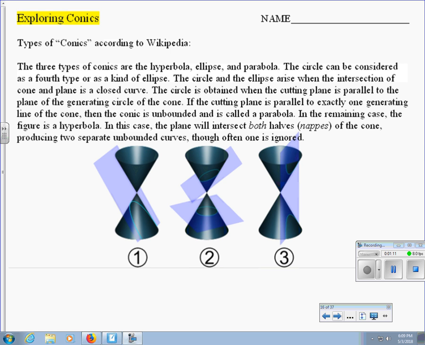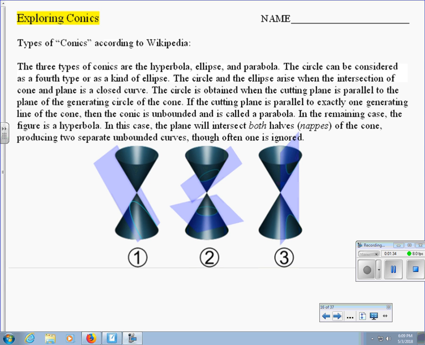If we have a cutting plane that's parallel to exactly one line of the cone, then the conic is going to be unbounded, and so we call that a parabola. And then in the other case, we're going to have a hyperbola. So again, if the plane intersects both halves of the cone, it's making two separate unbounded curves. However, sometimes we will ignore that.